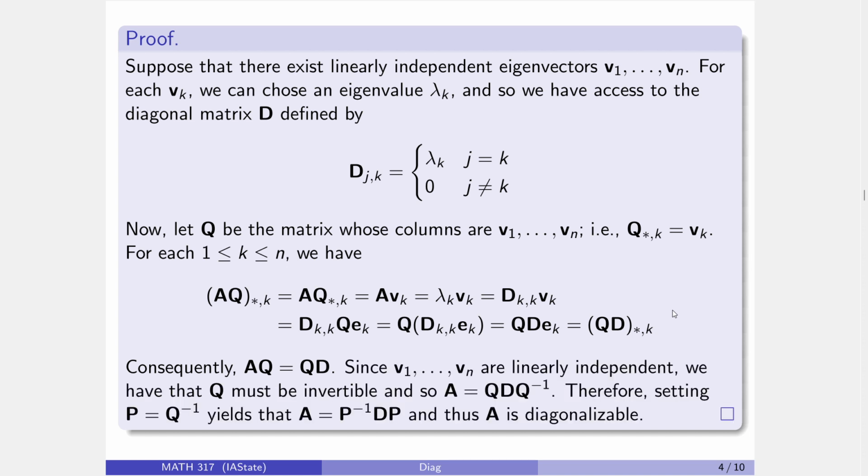All right, and as I already let slip, since v1 to vn are linearly independent, the matrix Q is invertible, so multiply both sides of this equation by Q inverse on the right. And then setting P equal to Q inverse reveals that A is equal to P inverse D P, and thus A is diagonalizable.